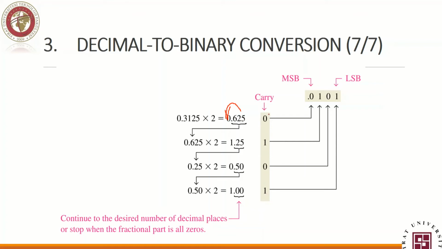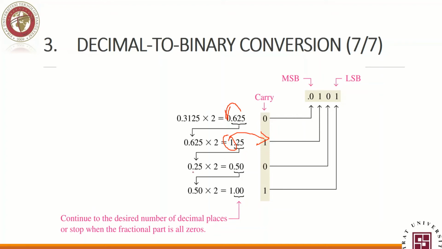So list it down: 0. Okay. Take the same number and multiply it again by 2. That will be 1.25. That's exactly 1.25, so we have a carry, listed down here. Then strip this number. This is not binary, this is decimal. Take only the fraction part.